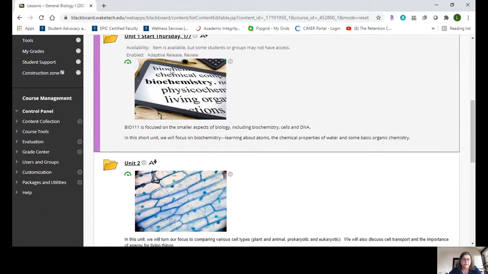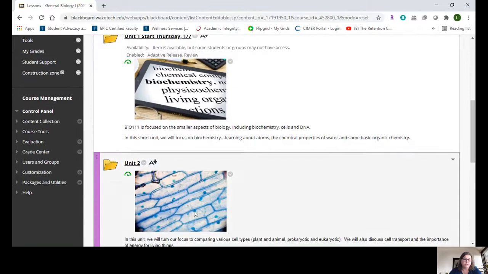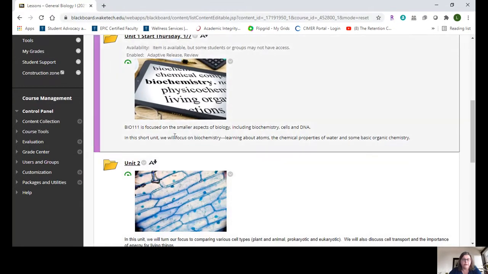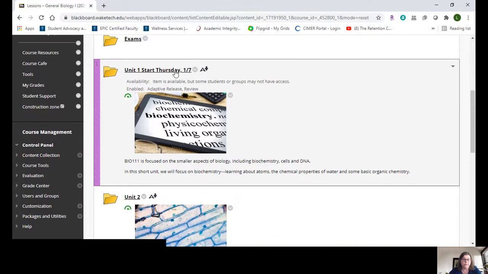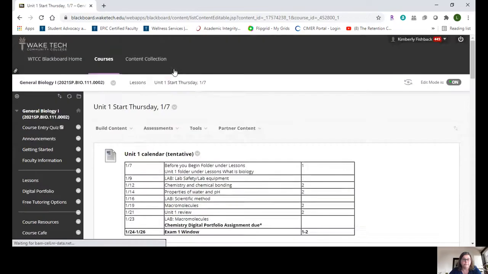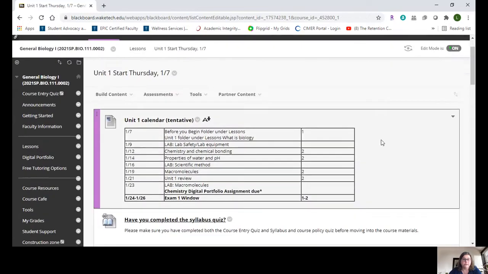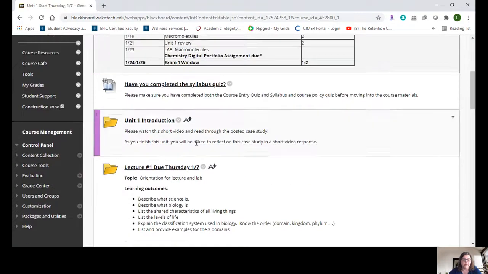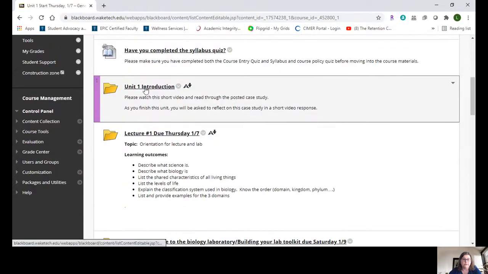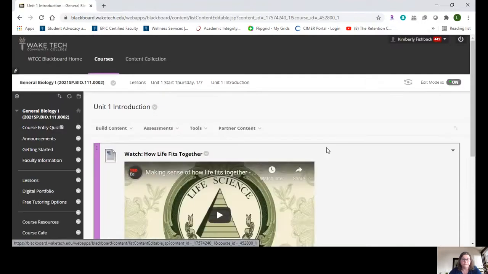You'll notice that each unit has a nice picture that helps engage the students, and then a little blurb about what we'll be focusing on in that unit. So for Unit 1, we focus on biochemistry. When students enter into each unit, they're given a tentative calendar so they can organize what to do and when. And they also have a unit introduction activity.